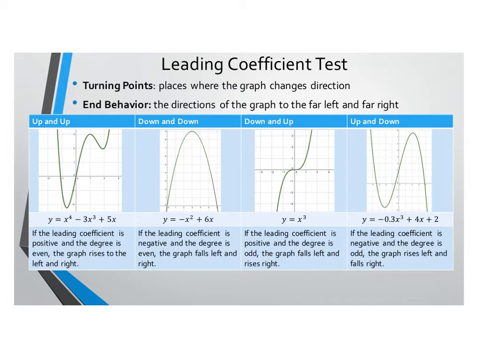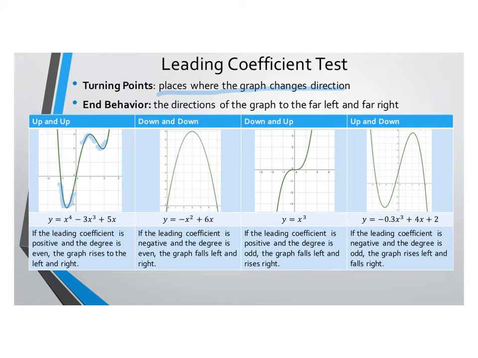So turning points, these are places where the graph changes direction. For example, in this picture on the left, we go down and then we turn around and go up. That would be a turning point. And as we continue, we go up, then we go down, a second turning point, and then we go down, then we go up, a third turning point.